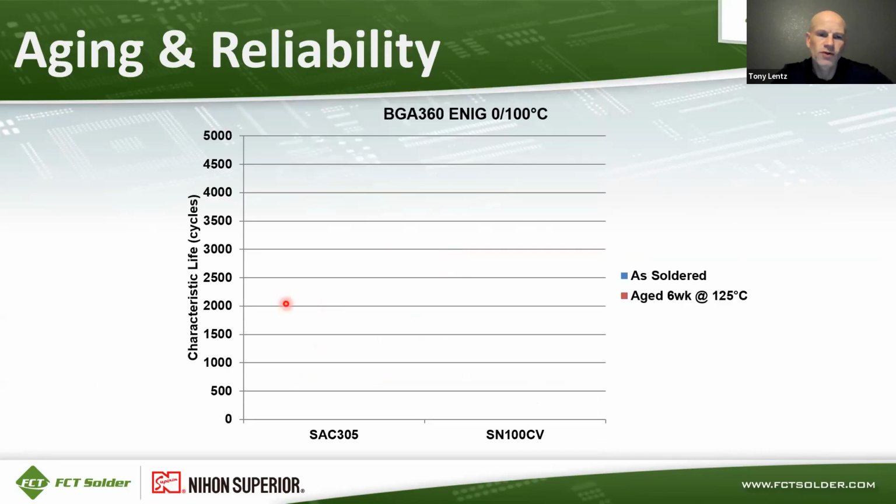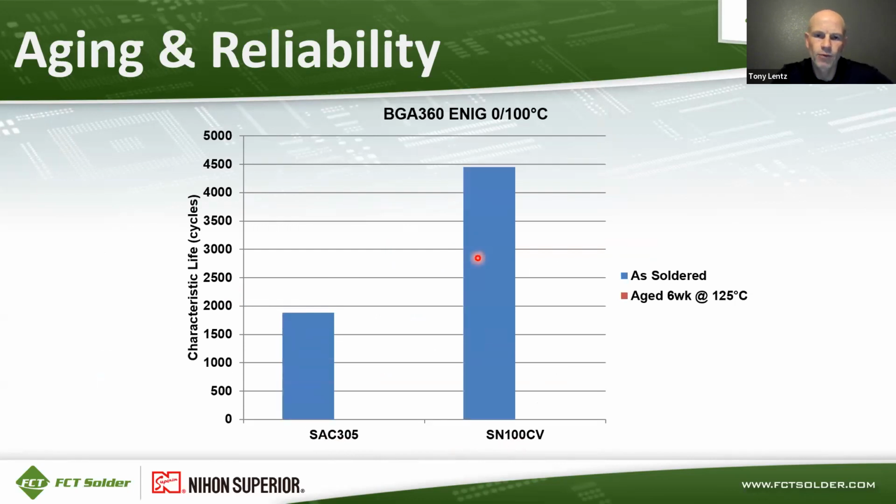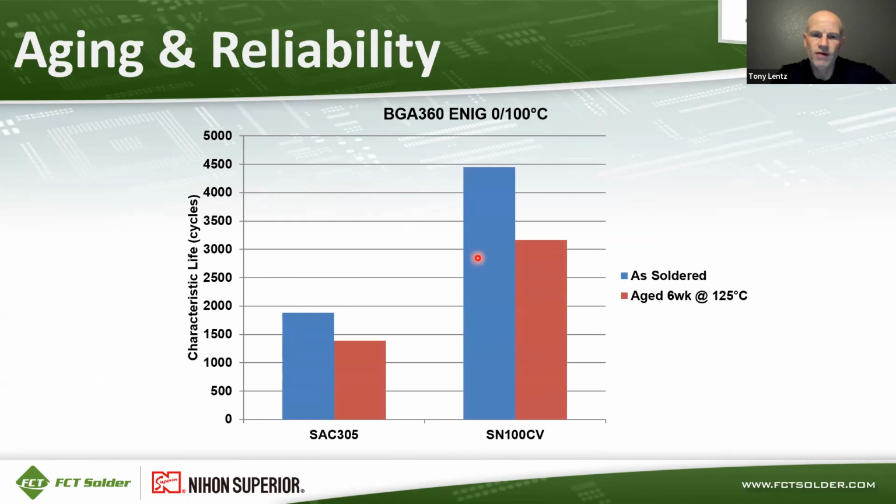Here's a chart of characteristic life for 2 alloys, SAC 305 and S100CV, for a BGA 360. The blue bar is as soldered, so S100CV clearly outperforms SAC 305. And then after aging 6 weeks at 125C, S100CV still outperforms SAC 305, but they both lost some life due to that aging time.